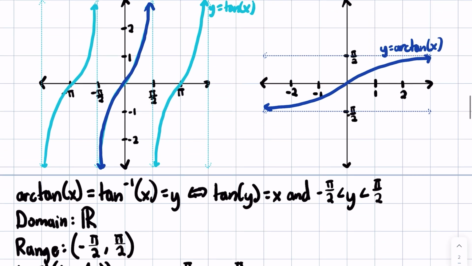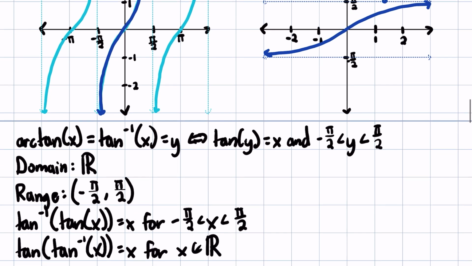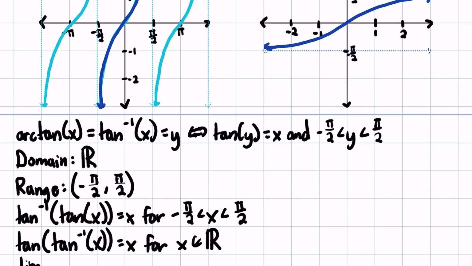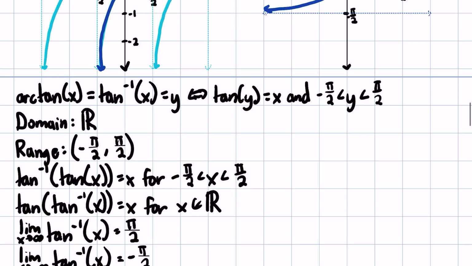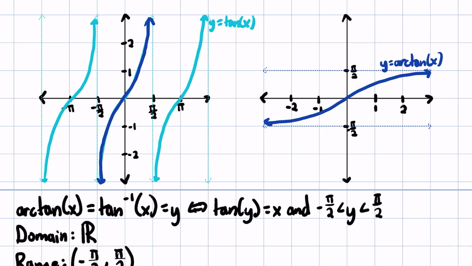Now notice that we have horizontal asymptotes in arctangent. So we can write the limit as x approaches infinity of arctangent of x is equal to this asymptote here, which is pi over 2, that horizontal asymptote. And then the limit as x approaches negative infinity of arctangent of x is negative pi over 2 because we're approaching this asymptote here.